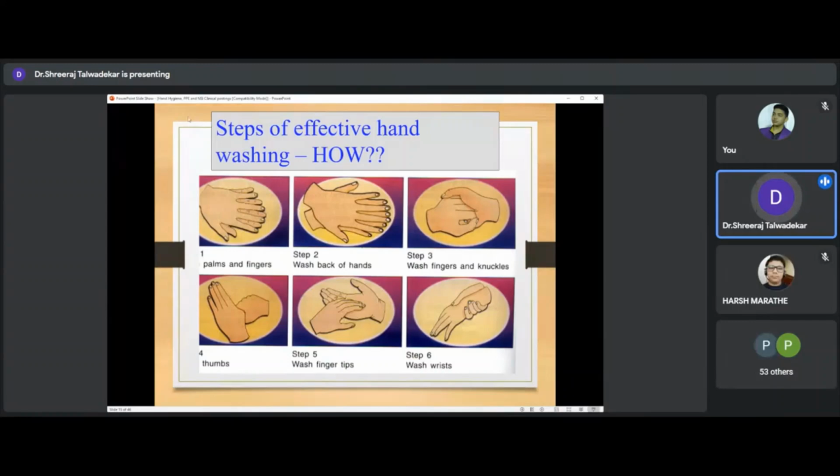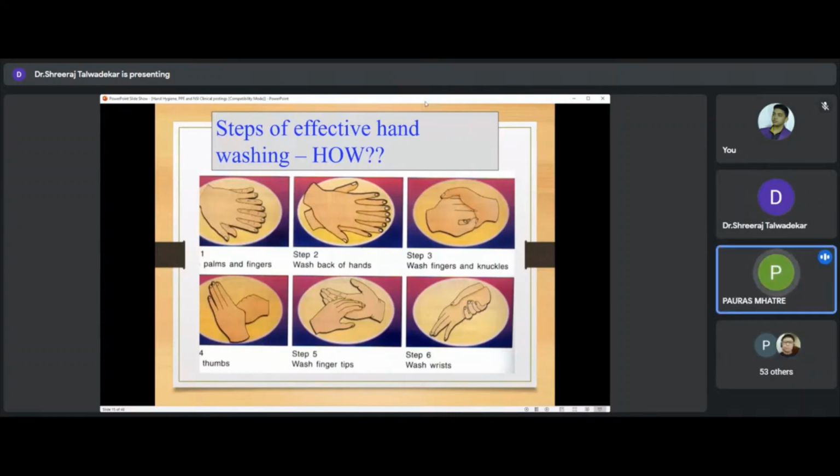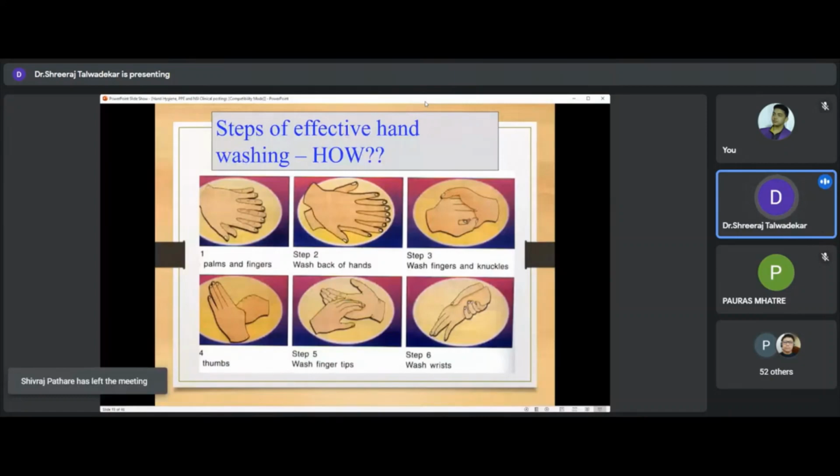Anyone who starts the camera will get a chocolate from Pauras, not me, of course. Yeah, good. Only Harsh has done it. Harsh wants the chocolate desperately, I guess. Anyway, Harsh wants the 5 marks in microbiology practice. Okay, we'll make a provision for that as well. So we'll start because the time is not permitting.